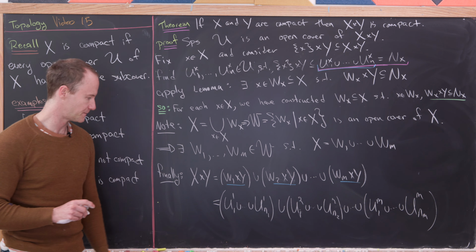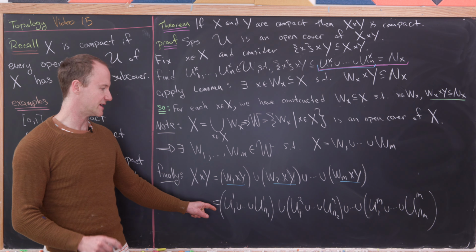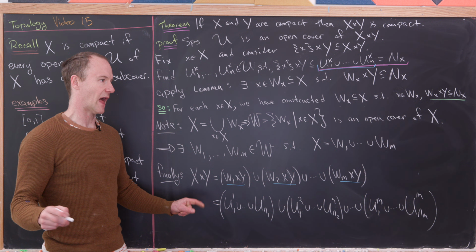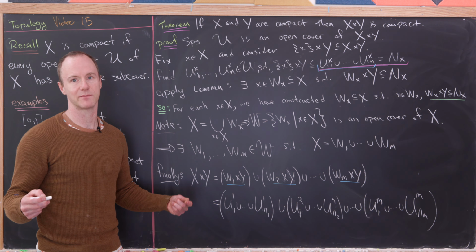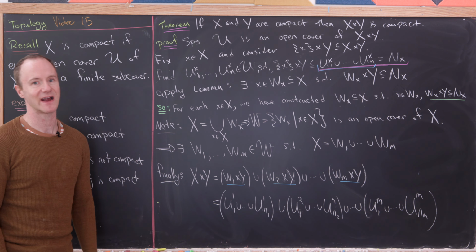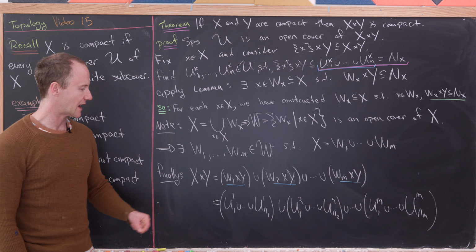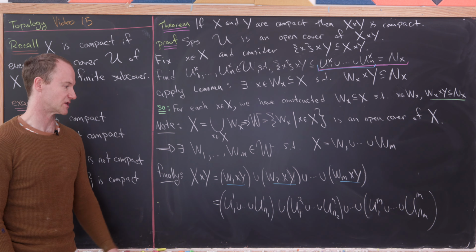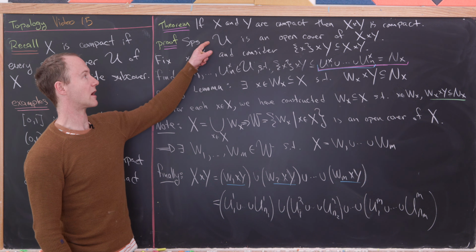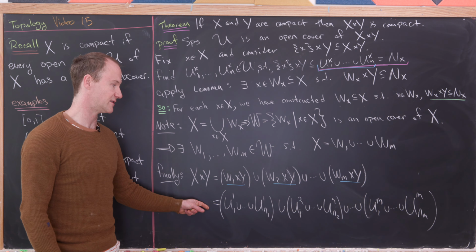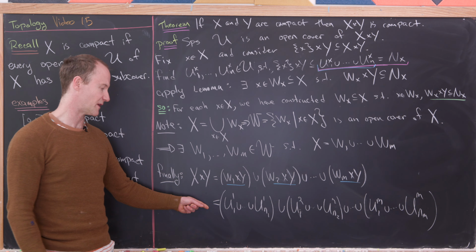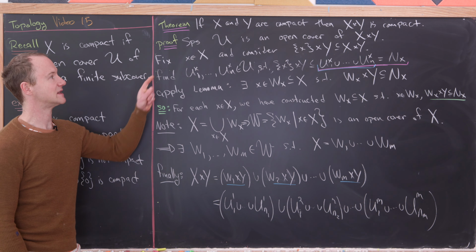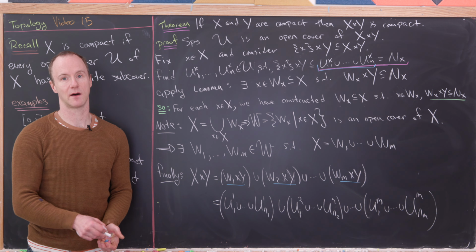But the important thing here is, even though we've multiplied the number of elements of our finite subcover we need, we still do have a finite subcover. And each of these U sets does come from our script U originally. So we had our open cover and we were able to construct this, well, it looks rather large, but this large finite subcover. But that means that our X cross Y is compact.